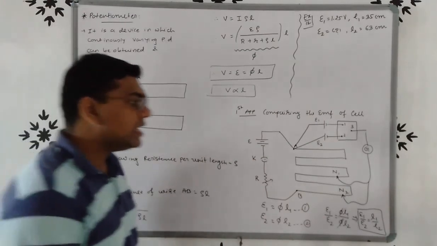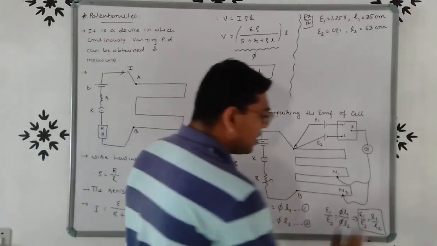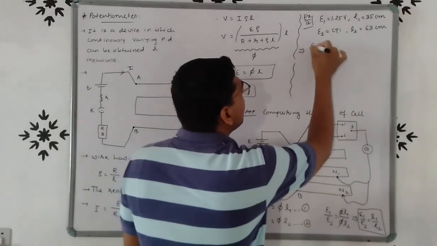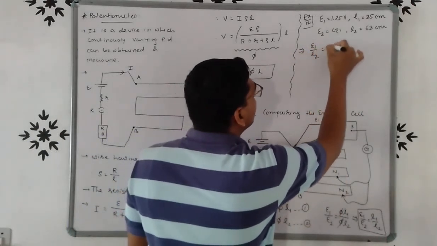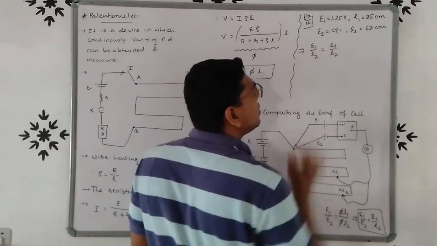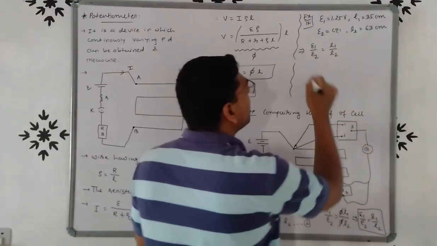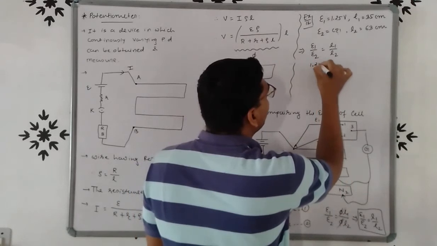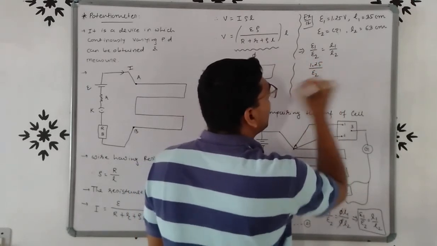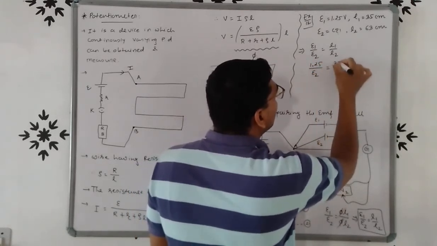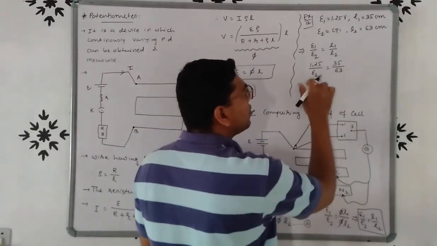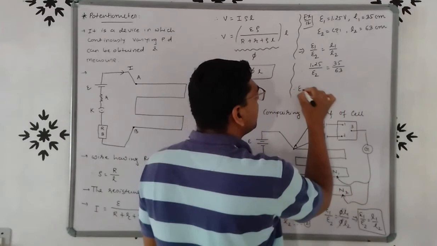So we can easily use this formula, E1 upon E2 is equal to L1 upon L2. Now we know the value of E1, that is 1.25. We have to find out E2. L1 is 35, L2 is 63. We have to find out the EMF of cell 2, that is E2.